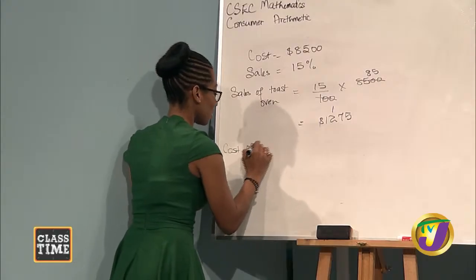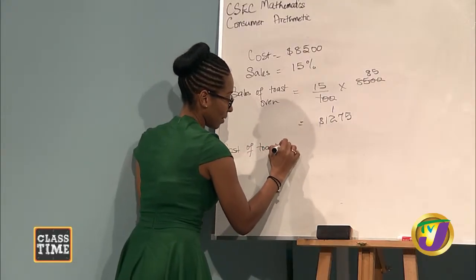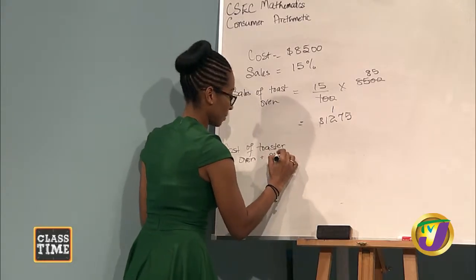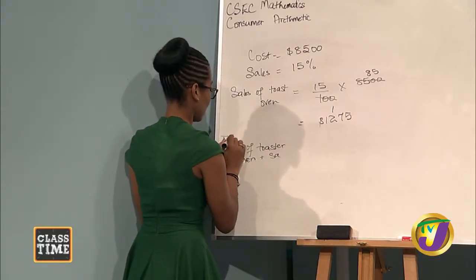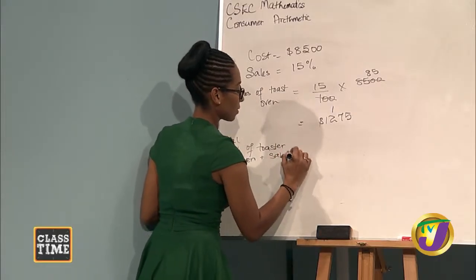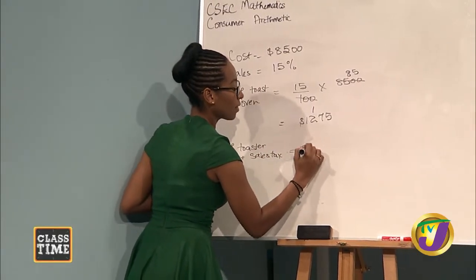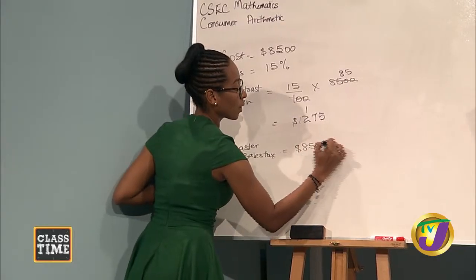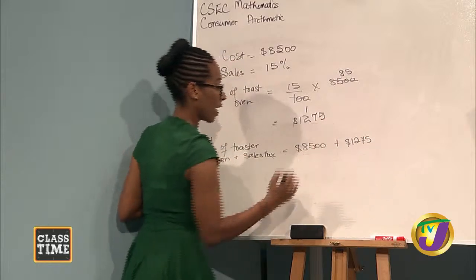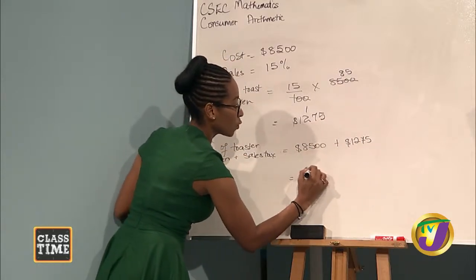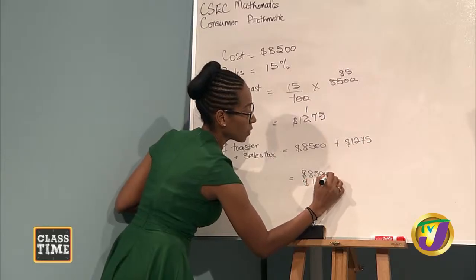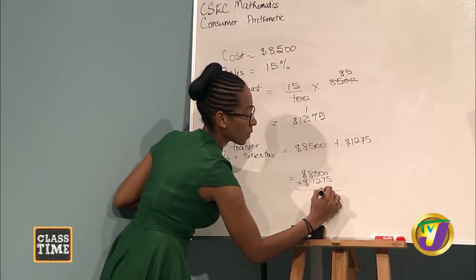All right. So the cost of the toaster oven, plus the sales tax, gives us the total cost. Let us use total cost, because you have cost up there as $8,500 already. Great. Total cost equals the cost plus the sales tax, which gives us $8,500 plus our $1,275. And for those who may not be able to work it horizontally, let me try and put it vertically for us. So here goes.